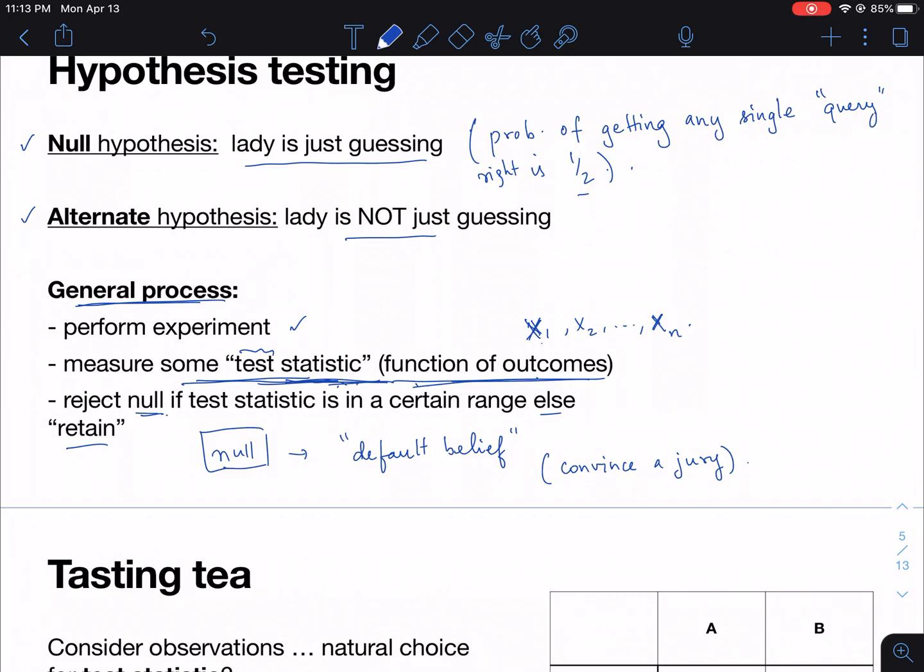But these are the three steps. First, you formulate the null and alternate hypotheses and perform the experiment. Then you measure some test statistic, and you reject the null hypothesis if the test statistic is in a certain range. Otherwise we retain the null hypothesis, which in other words is like saying there is insufficient evidence to reject it.